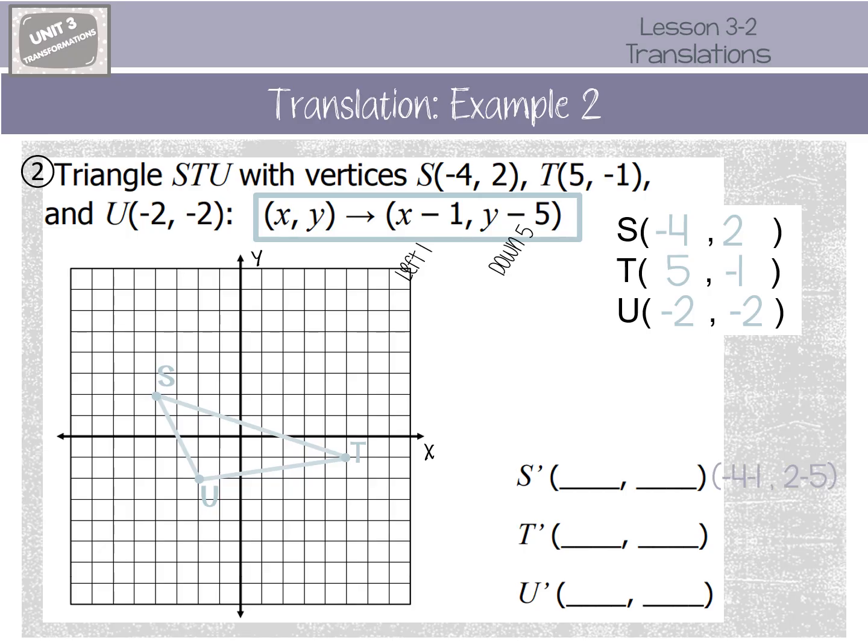Let's see, we can subtract 1 from every x and subtract 5 from every y. S prime is at -5, -3, or we could go left 1 and down 5 and get the point that way. Subtract 1 from the x, subtract 5 from the y. We're at the point 4, -6. S prime, by the way, was at -5, -3. U prime, do the same thing. Subtract 1 from the x, subtract 5 from the y. We're at -3, -7, and there is our image.